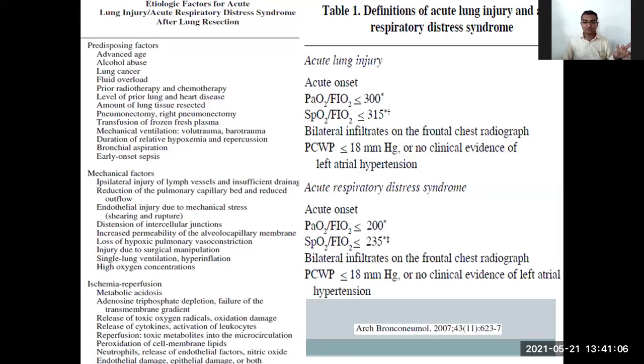Bronchial aspiration. What is aspiration? The fluid should not go inside the lung. But in any case, when infected fluid goes inside the lung, it causes infection. Then some mechanical factors, like the lymph vessels not properly draining the fluid. Or there might be so many different reasons. Ultimately, increased permeability is the one cause, I feel. Because of this whole thing, what will happen? The permeability of the alveolar capillary membrane increases, and because of this, lots of protein-rich fluid will come inside the alveoli.